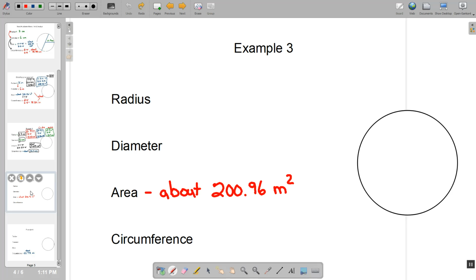We're going to do two more quick examples to make sure that we understand how these types of problems work. Okay? So, once again, we are working backwards from what we normally are working through. In this problem, it gives us the area, and we have to then find out the radius and the diameter before we can finish with the circumference.